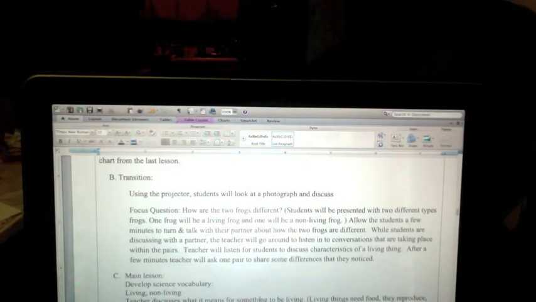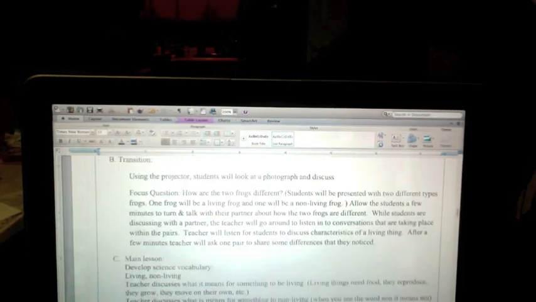Some misconceptions that I'm expecting to hear are, "Miss Hoover, I see that the frog has a winder, and with the winder on top of the non-living frog, the frog can move." But what I want them to understand is that the non-living frog is operated by a human, and in order for that frog to move, someone has to turn the little thing at the top of it. A living thing doesn't need anyone to move it for them. They move on their own.